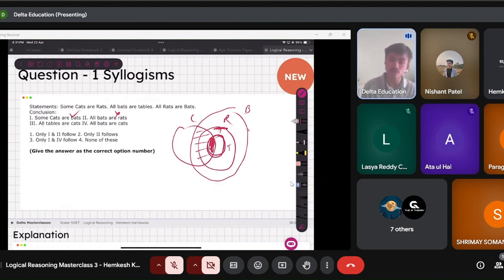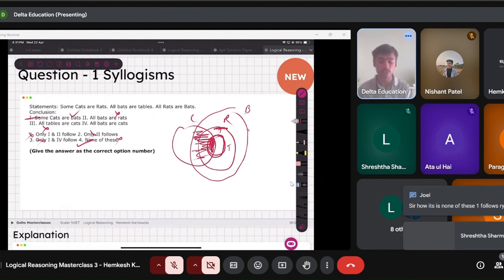So option 3 is also wrong. Now what is option 4? Option 4 says that all bats are cats. See, only a few bats are cats, not all. So this is also wrong. So from here we can say that only conclusion 1 follows, but option 1 says that 1 and 2 follow. So option 1 goes, option 2 also goes, option 3 also goes. So yes, option 4 is the correct answer, which is none of these.